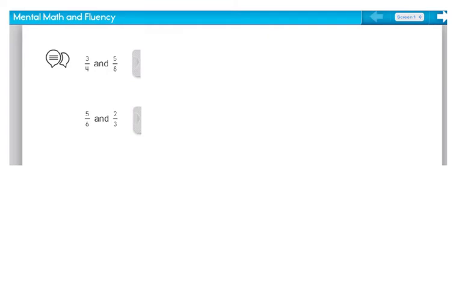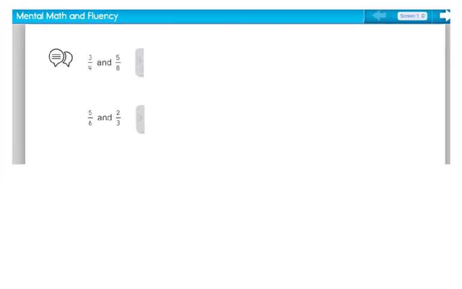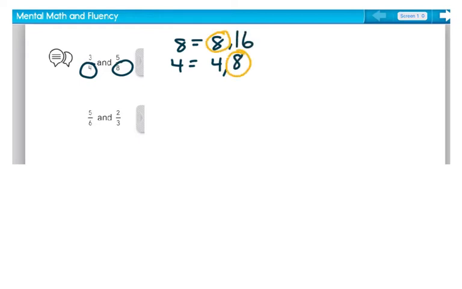I have two fractions here, 3/4 and 5/8. What I want you to do is to look at the denominators. So look at 4 and 8 and tell me two numbers that they have in common. So, for example, you can write out the multiples and say, oh, they both have 8 in common. Or you can just multiply the denominators and know that 32 would also be a common denominator.